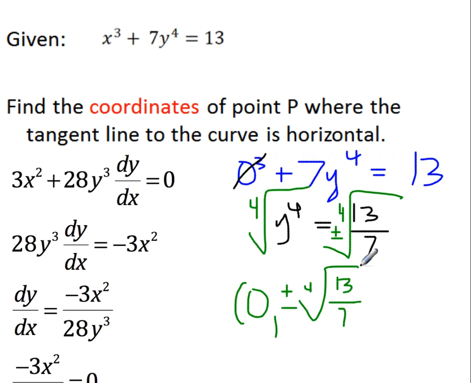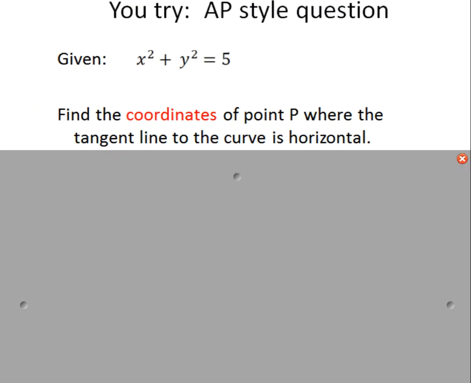Okay, so we have the point (0, fourth root of 13 over 7) and (0, negative fourth root of 13 over 7). Okay, so I'm going to have you try now.